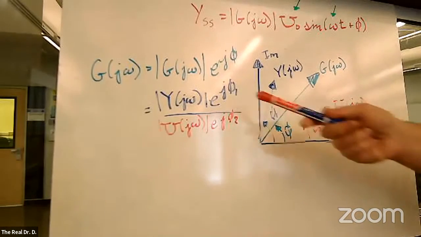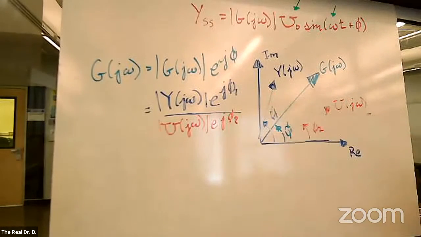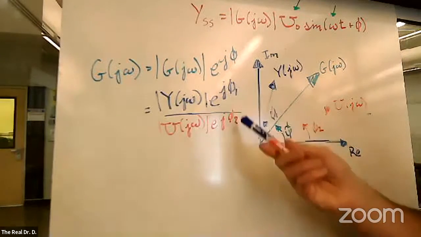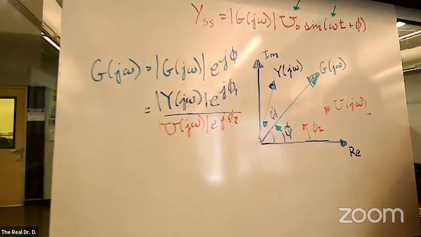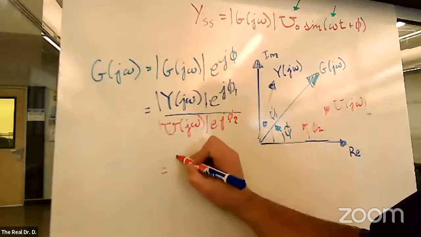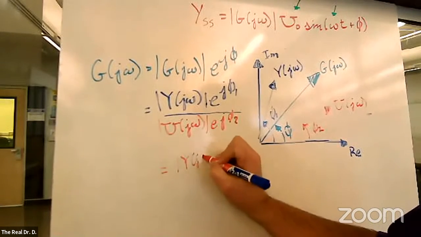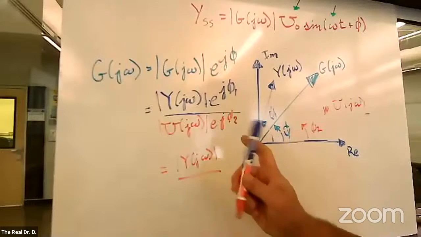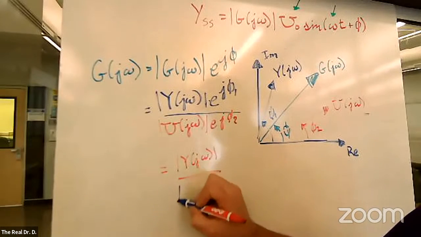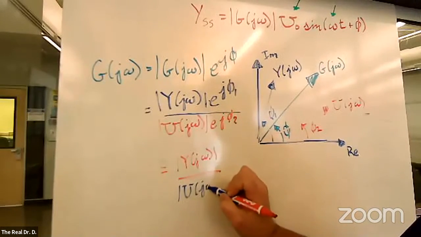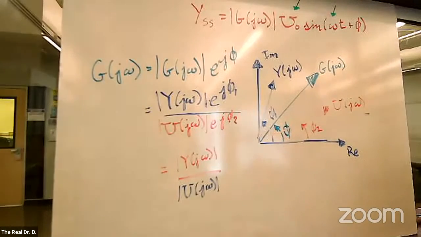And we showed that we can take these terms, phi 1 and phi 2, and divide them. If you're dividing them with the exponent to the same power, it's just subtracting them. So overall, this equation becomes the magnitude divided by the magnitude of u, and these are scalar numbers. So that's fine. We're good there.